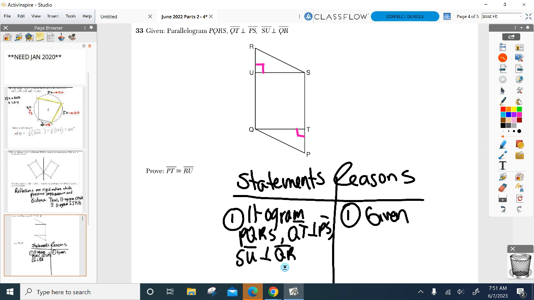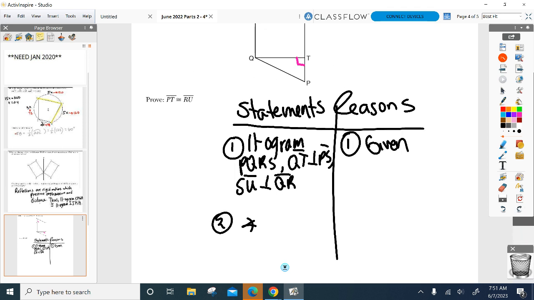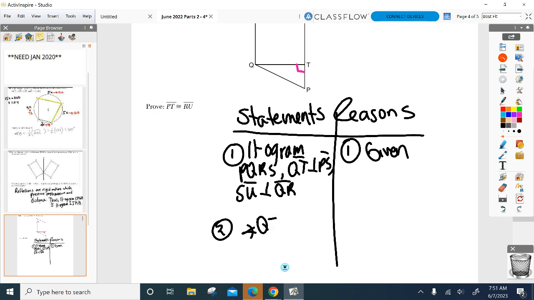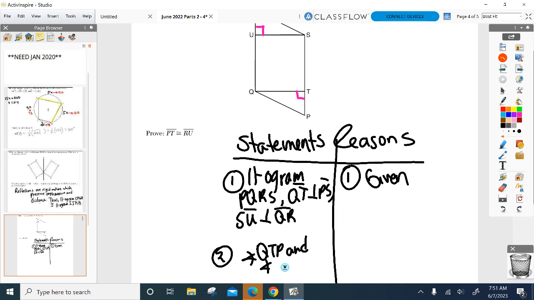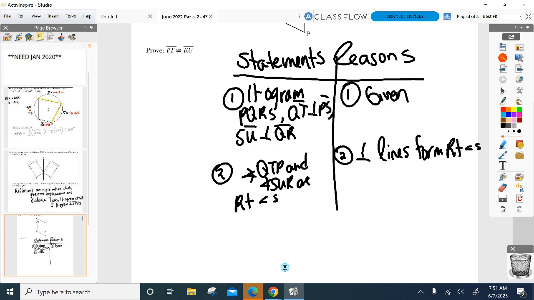All right, help me out. Anything you want to start writing? Contribute anything. Spence, you have to say the right angles. Thank you, Spence. Got to say they're right angles because I'm about to say they're congruent. Angle, what can I call that angle? Oh, no, I got to call it 3 letters. Angle QTP and angle SUR are right angles. Perpendicular lines form right angles. And then yes, very next step, now you say they're congruent.